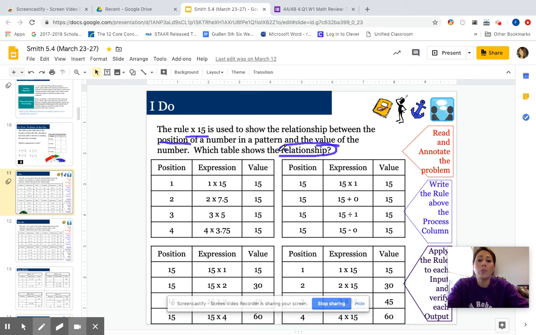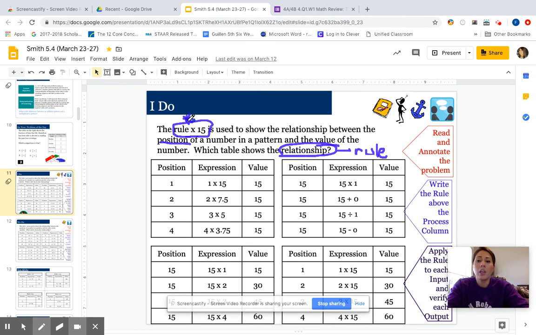So if I'm looking for the relationship, then I know I am looking for the rule. Remember, we've done input-output tables, and I know that relationship is the same thing as my rule. Okay, so I'm going to make a note of that here. So I'm looking for which one of these tables shows my rule. And what is my rule? My rule is times 15.